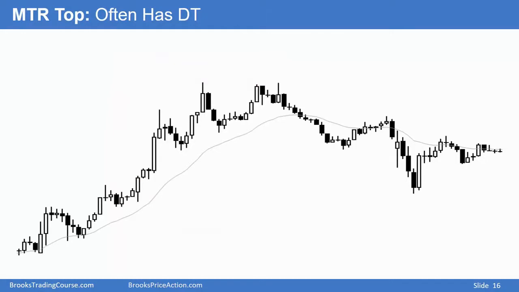Major trend reversal top, there's often a double top within it. Here's a head and shoulders top: left shoulder, head, right shoulder. Can you call this the head? It doesn't matter. You got a push up, reversal. A push up, a second push up, reversal. And then a right shoulder. Remember, every head and shoulders top is a major trend reversal. Certainly the right shoulder is a lower high major trend reversal.